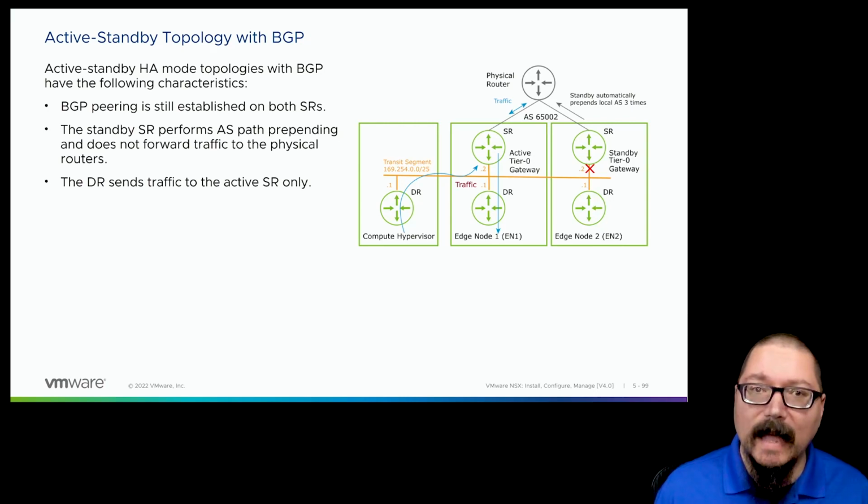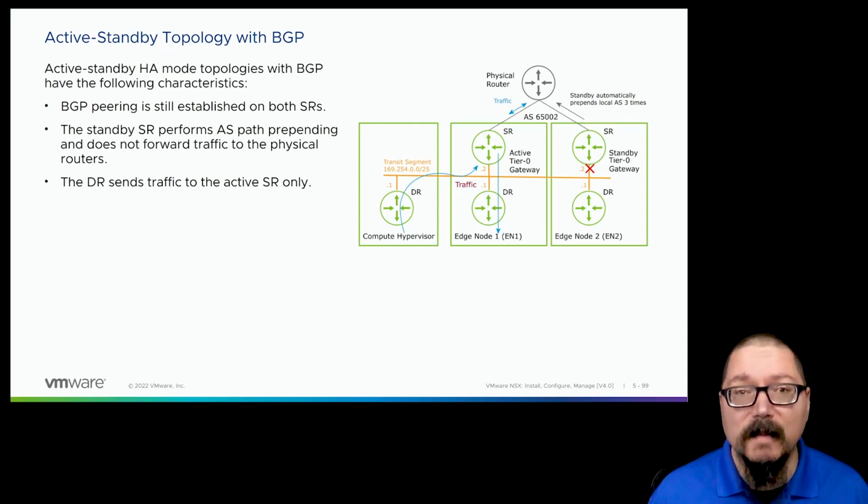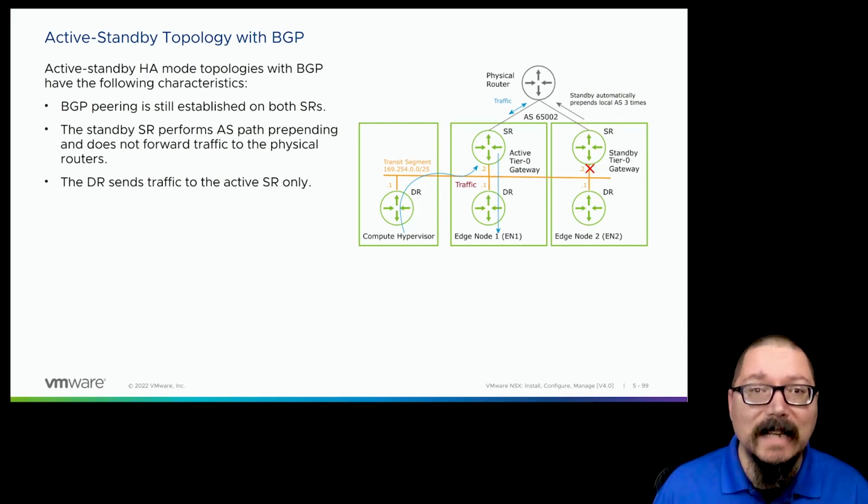Now, that doesn't mean that our uplinks are inactive, right? The uplinks on the active and the standby service router are still going to be active, which means that I have an active BGP peer from my active SR to my upstream router, and I have an active BGP peer from my standby service router to that same peer. Now, that means we're sending the same prefixes across 2 different paths, but we only want to send and receive traffic through our active path.